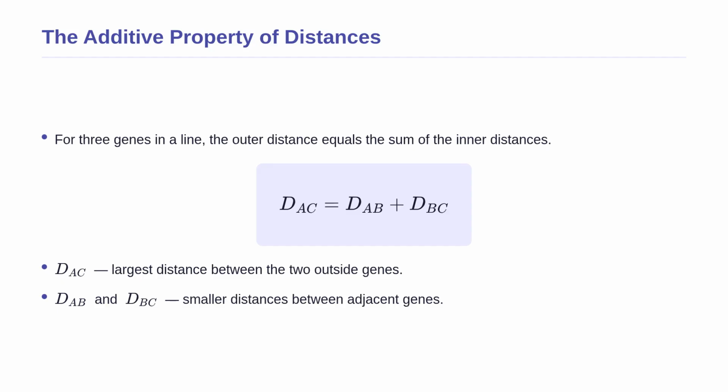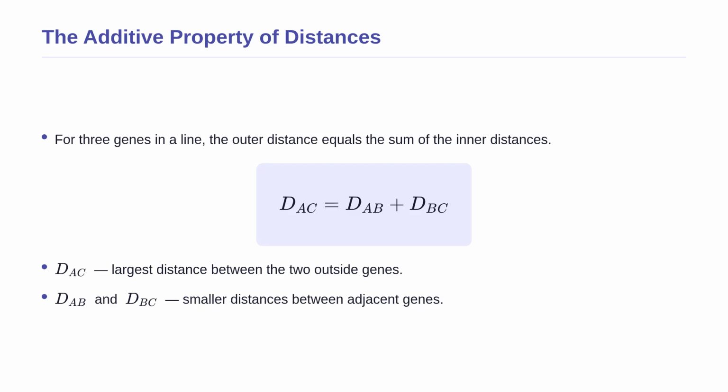Now that we can calculate individual distances, how do we map multiple genes? We use the additive property of distances. Conceptually, if 3 genes lie in a straight line on a chromosome, the distance between the 2 outside genes must equal the sum of the distances between the adjacent inner genes.